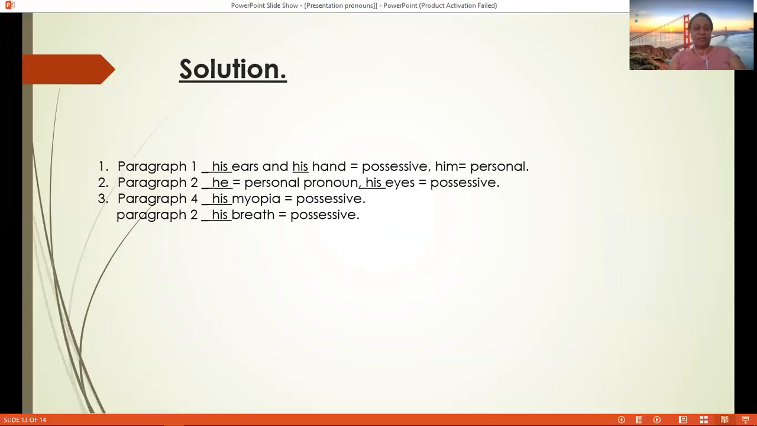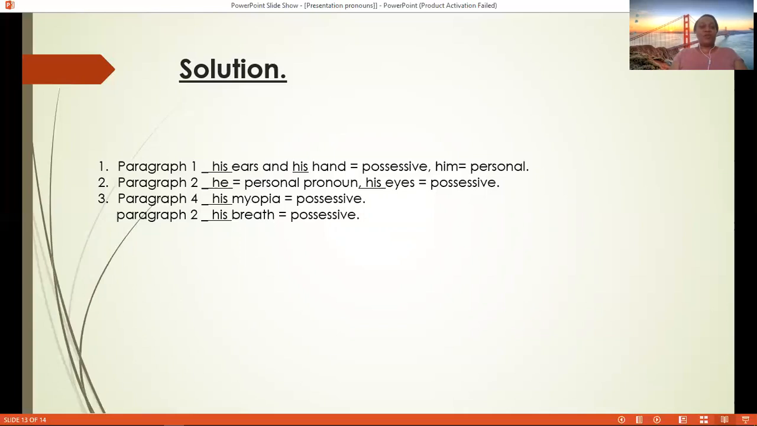In paragraph 1, we have his ears, his, and his hands, another his. Those are possessive pronouns. Paragraph 1, check quickly. His ears and his hands, those are our possessive pronouns. Then in the same paragraph, we have him, which is a personal pronoun.